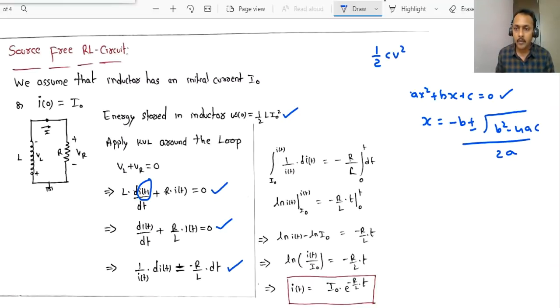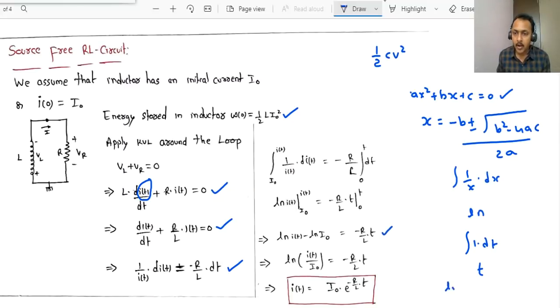The first one is in the form of integral of 1 by x dx, which is nothing but ln of x. That is what we have written. The limits are the initial current I0 and i(t). The second integration is in the form of integral of 1 with respect to time dt, whose value is t. That is what we have written here, minus R by L into t within the limits 0 to t. Now upper limit minus lower limit: ln of i(t) minus ln of I0 equals minus R by L into t.